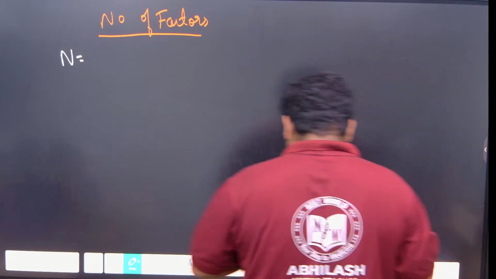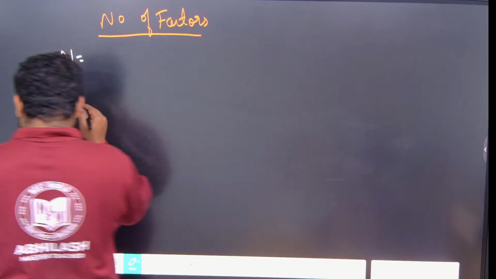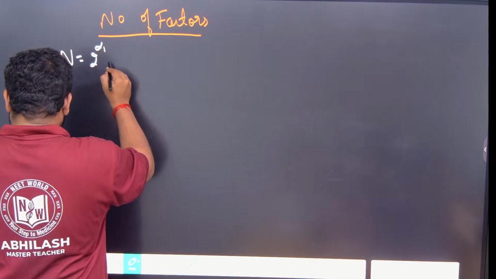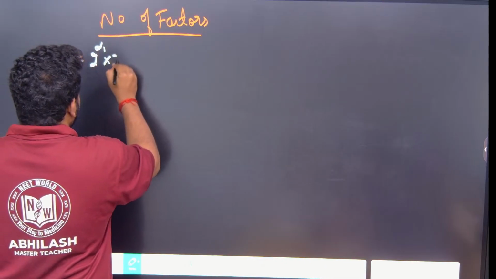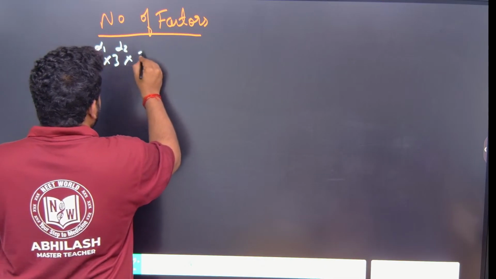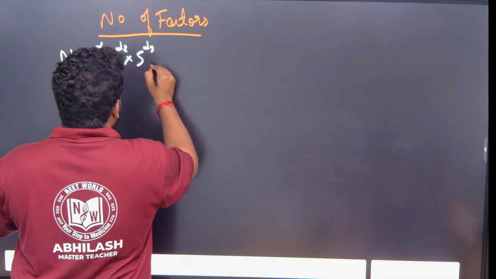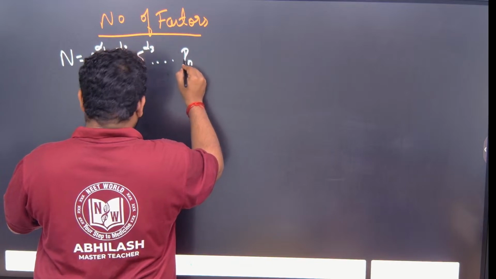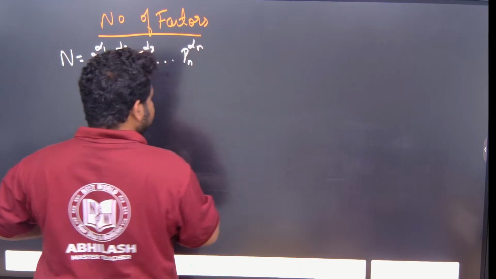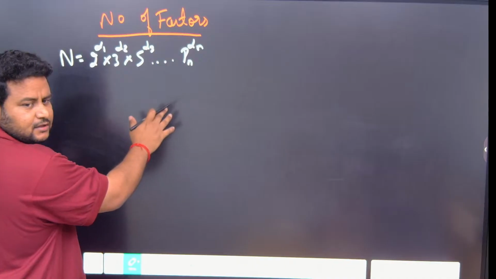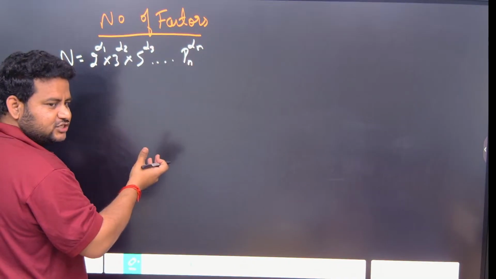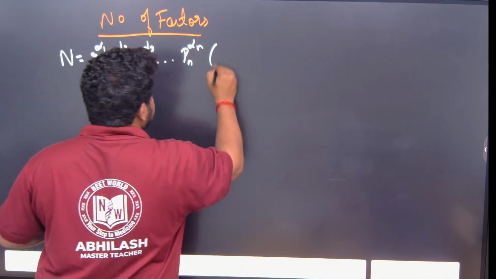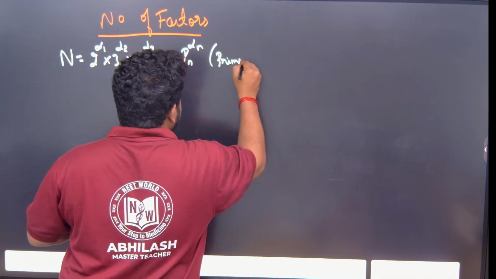So, number of factors. Suppose n is a natural number, it is written like this: 2 to the power of alpha 1, into 3 to the power of alpha 2, into 5 to the power of alpha 3, up to p_n to the power of alpha n. Okay, see why I am writing 2, 3, 5, p? Because these are all primes. Any natural number can be expressed as a product of primes. You should express it as primes.